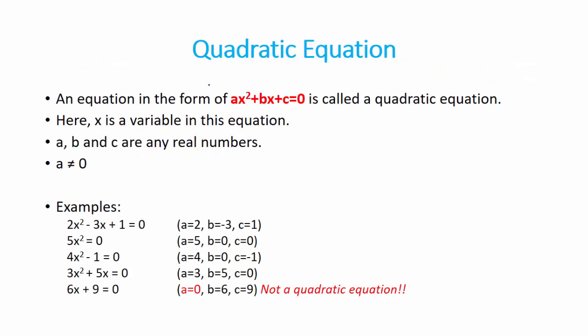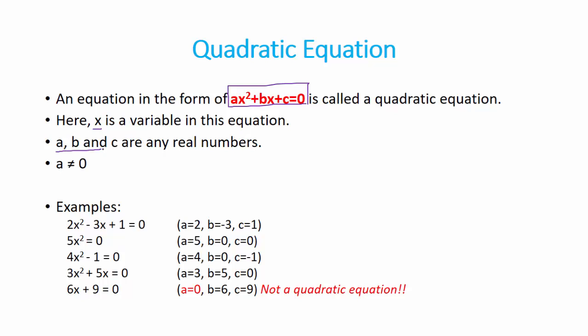So quadratic equation. An equation in the form of ax square plus bx plus c is equal to 0 is called a quadratic equation. Okay. So any equation which is of this form ax square plus bx plus c is equal to 0, that will be called a quadratic equation. Here x is a variable in this equation. That means x can take any value and we will have to solve this equation for the value of x, for finding the value of x.